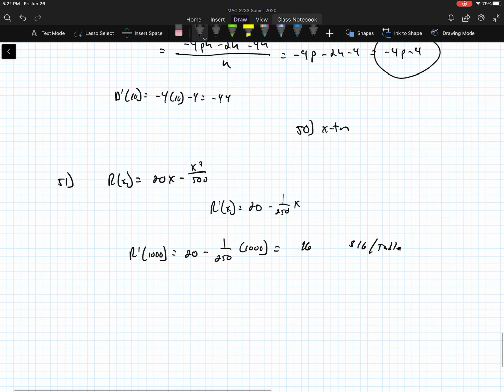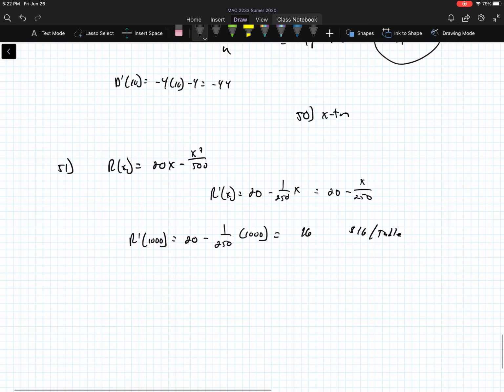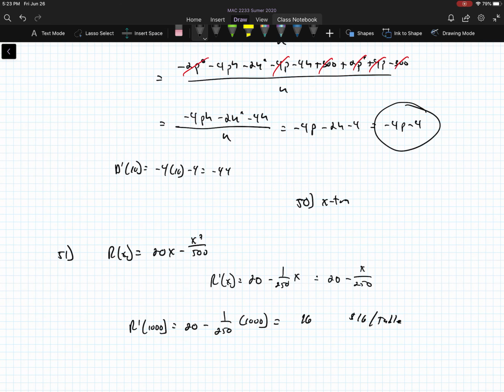And I'm going to leave number 50 extra for you guys. Now, number 51, I'm just going to do the first one. Here they're asking us to find the derivative of the revenue function. The revenue function is 20x minus x squared over 500. R prime of x is 20 minus 1 over 250 x, which is the same thing as saying 20 minus x over 250. And then they ask, what is the marginal revenue for 1,000 tables, I believe this was. We just plug in that value and we get 16, so it's going to be $16 per table. And that's the video for 3.4. Thank you.